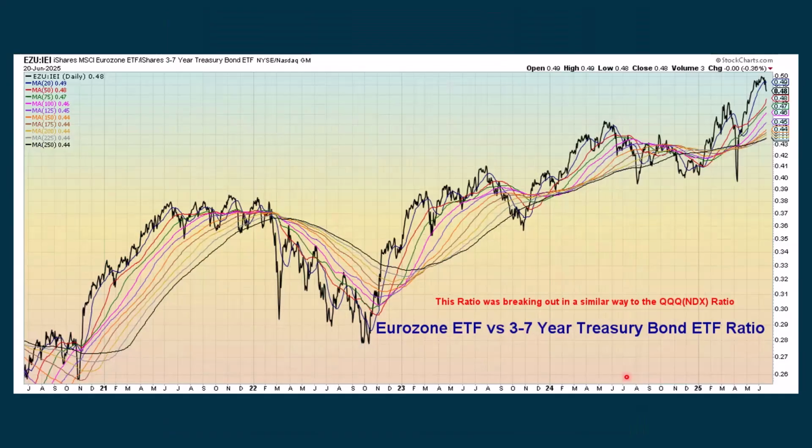Then this tries to compare U.S. stocks in the Eurozone with 3 to 7 year bonds in the U.S., and the Eurozone has really been outperforming, but lately starting to fall back with this ratio.